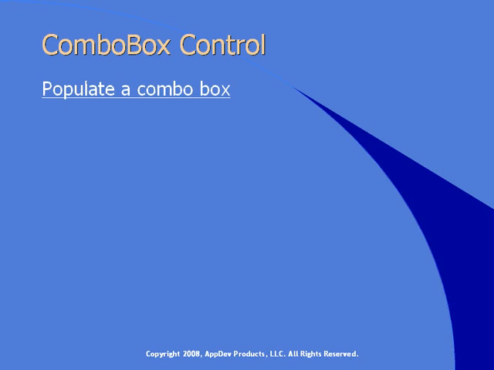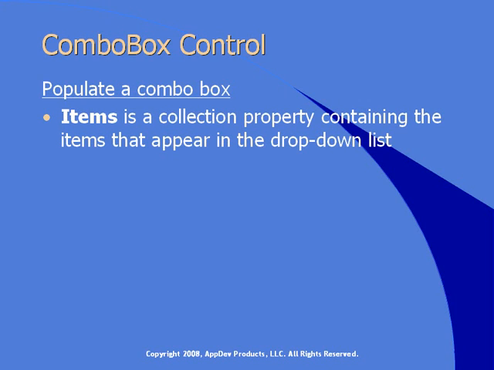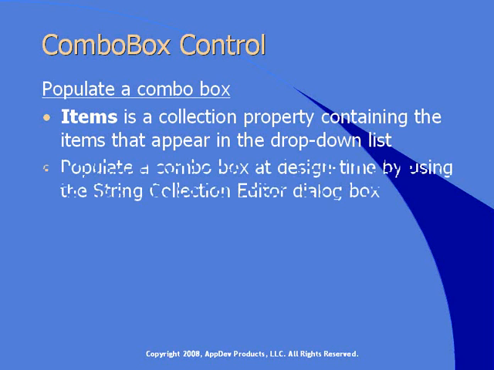Well, the combo box is going to display items. How do you get those items into the combo box? Well, to do that, you'll use the items property of the combo box. Items is a collection property, and it contains one item for everything you want to appear in the drop-down list. Now you can populate the combo box at design time by using the String Collection Editor dialog box.